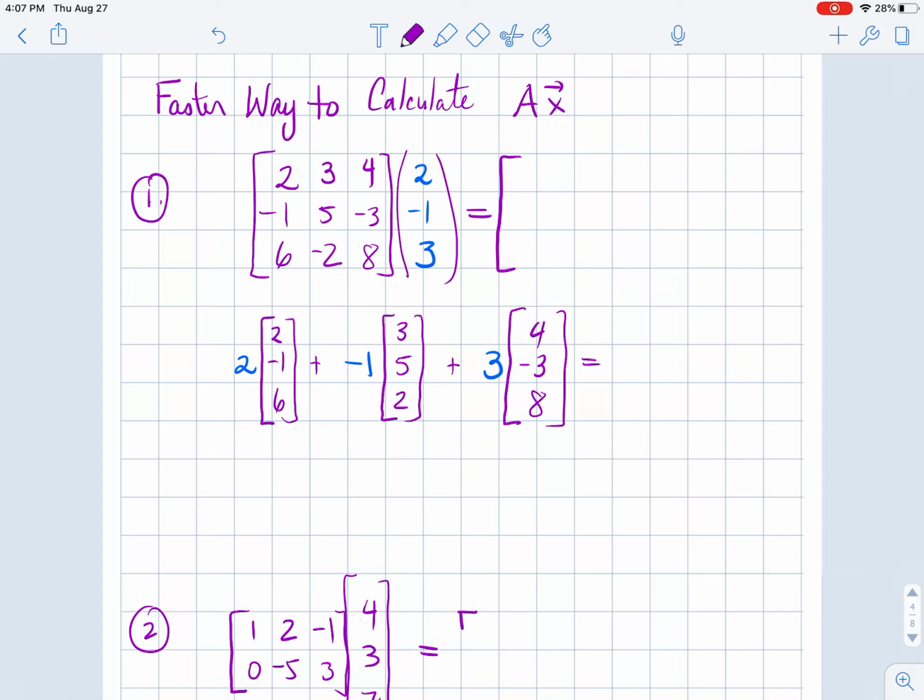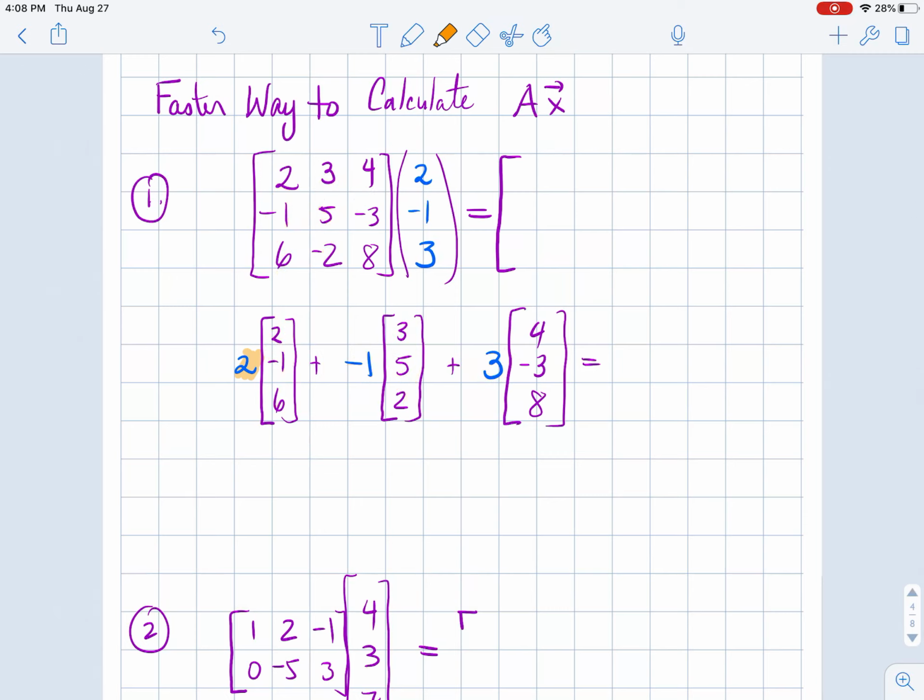All right, welcome back. So I wanted to show you a faster way to compute the product of a matrix times a vector. So in class today, we learned that if we want to multiply this big matrix by this little vector, 2, -1, 3, for conceptual reasons, we really wanted to realize that this is really 2 times the first column, minus 1 times the middle column, plus 3 times the last column, right?